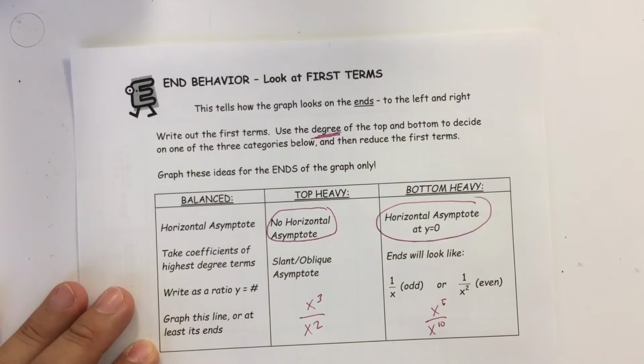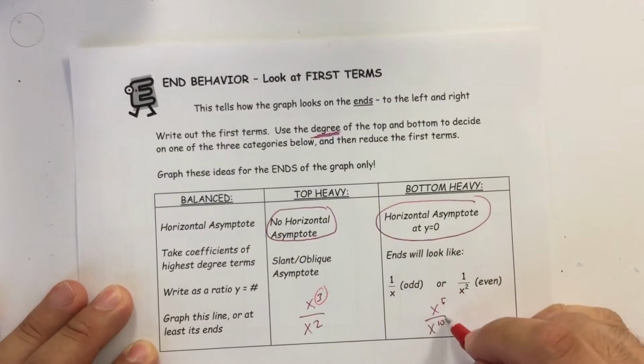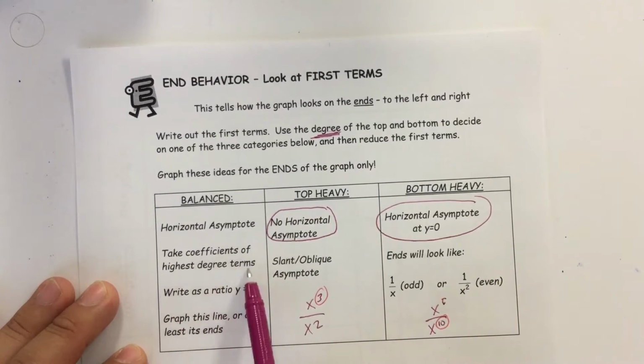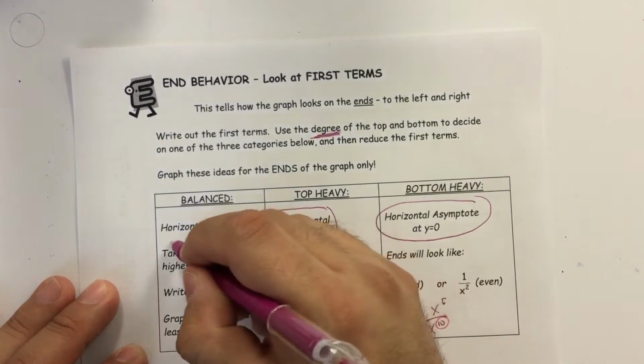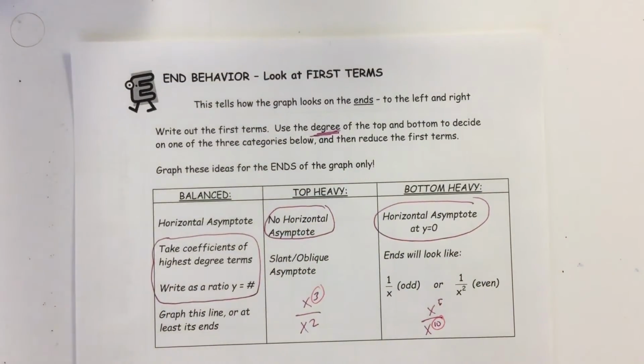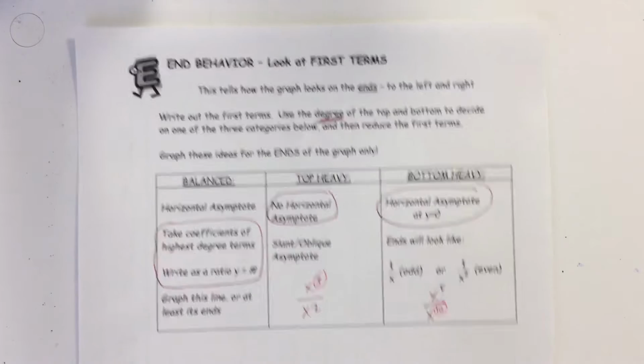So you have to look for where that power is the highest. Is it on the top? Is it on the bottom? Now, if they're the same, take the coefficients of the highest degree terms and write it as a fraction, which could reduce to a whole number. You just divide them. Take the coefficients of the two leading terms, divide, and that's it. Like y equals 3x over 2x, which is 3 halves or 1.5.